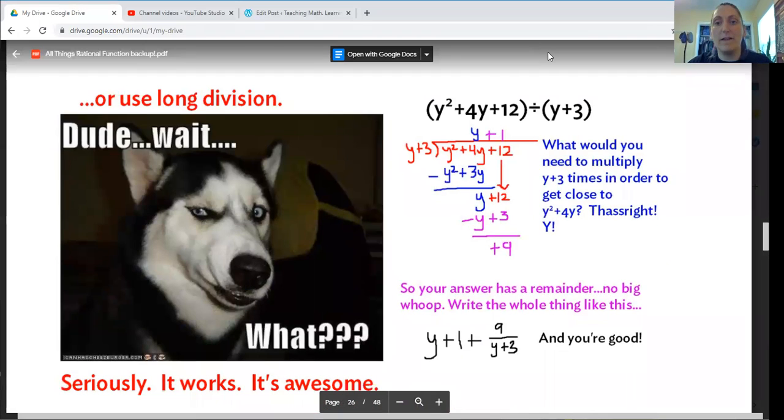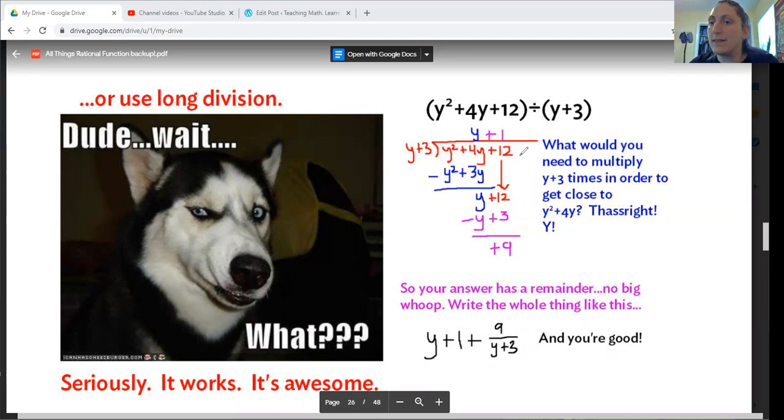So y squared plus 4y plus 12 divided by y plus 3. Okay, you literally set it up, if you're looking here, just the same way you would if it were a regular pair of numbers. Okay, so y squared, blah, blah, blah. You have to now think, wait a minute, this is where your brain starts to break. Y plus 3 goes into this how many times?